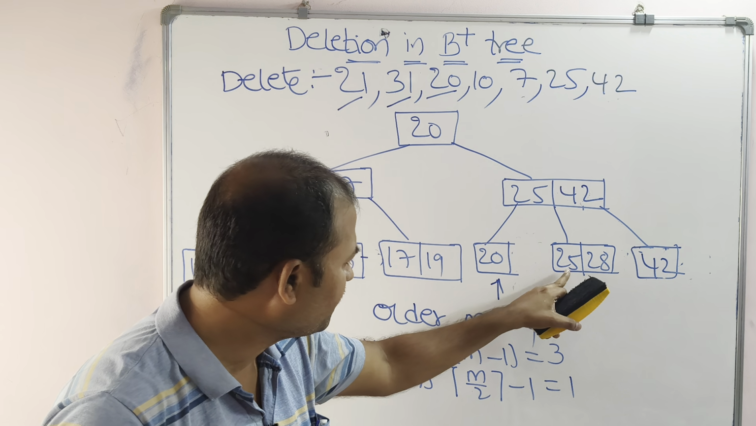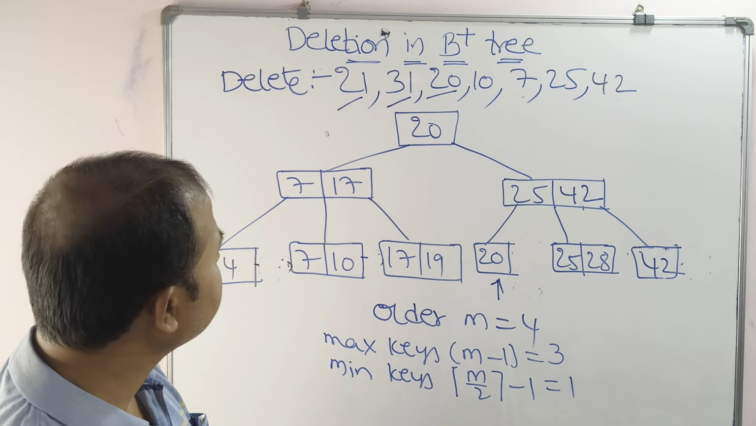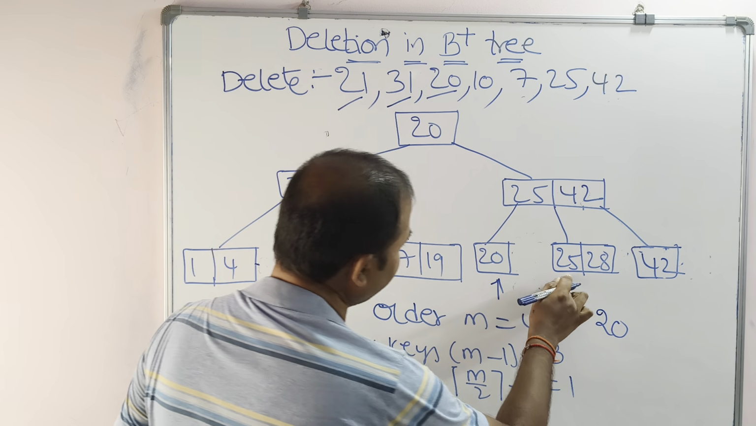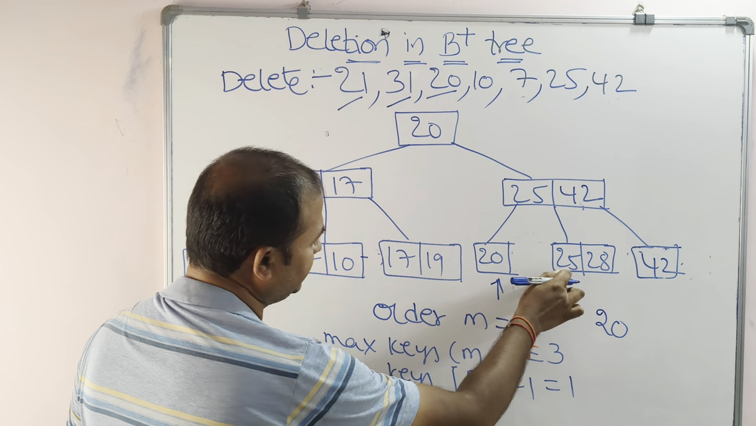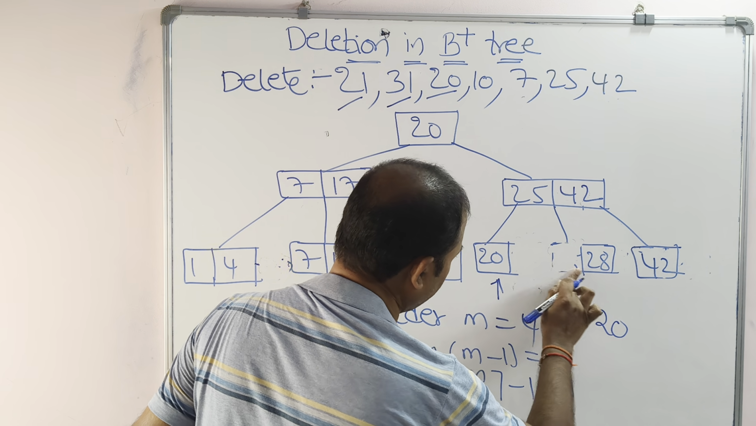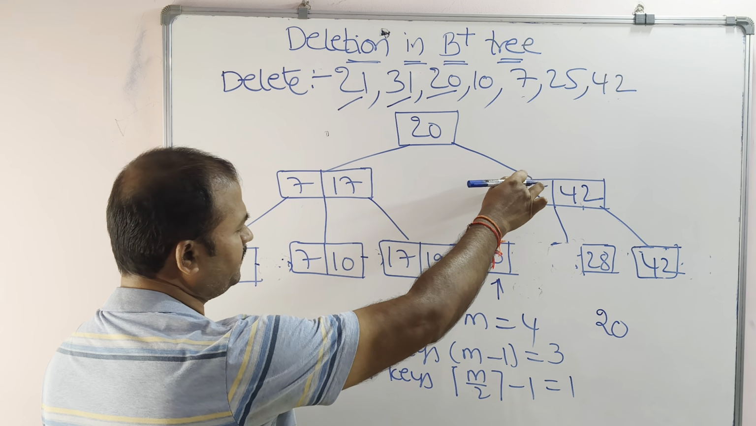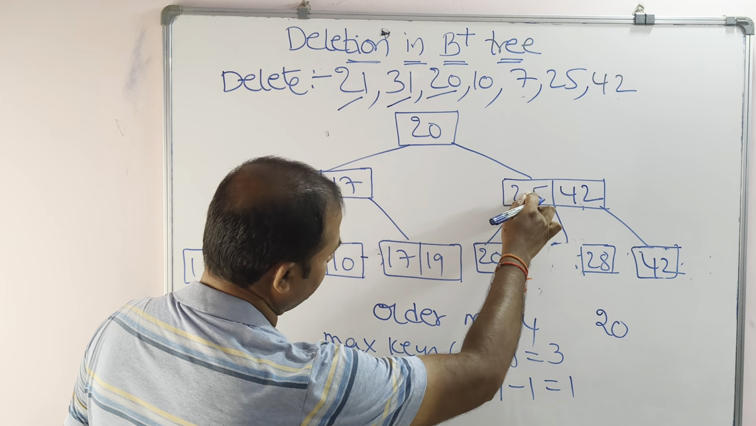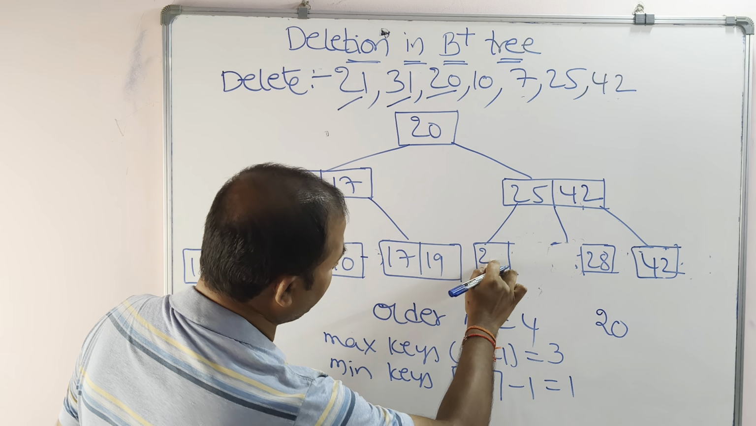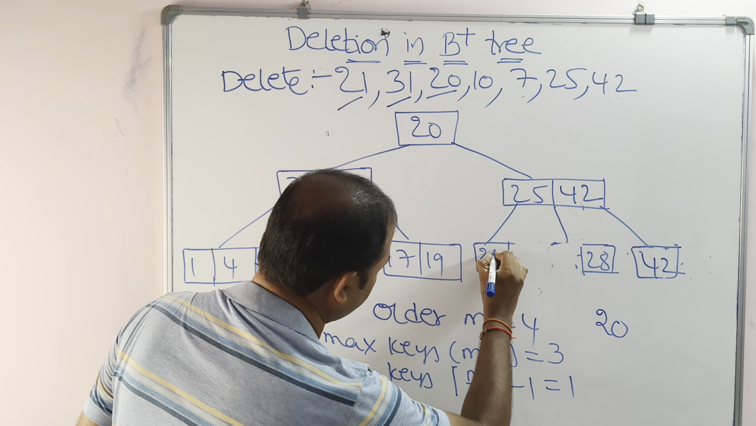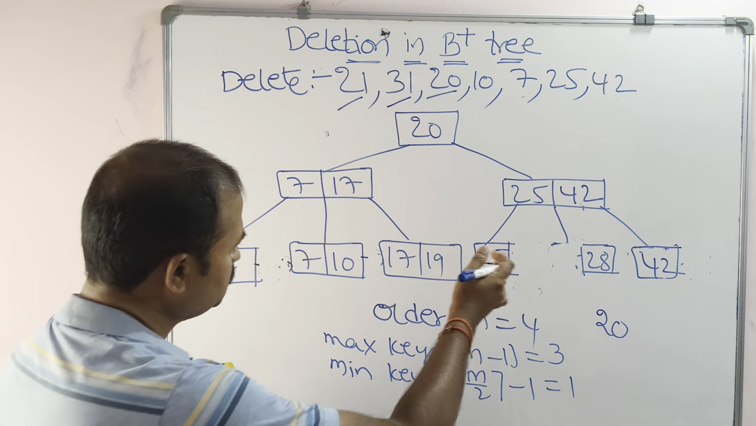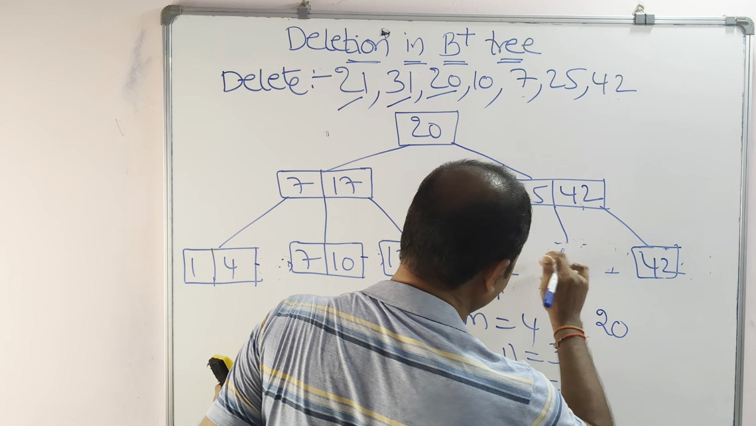What is the minimum value? 25 is the minimum value. Which node are we removing? We are removing 20. So find the minimum value of the right sibling, that is 25. Transfer this value to the parent node. Next, copy this value to the children, to the target node. So this is the target node. Copy this value to the target node. Here we have 28.